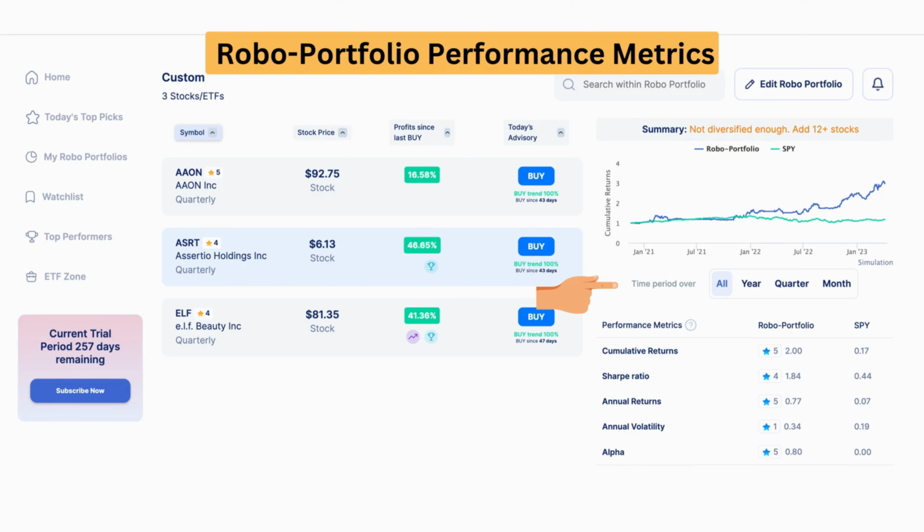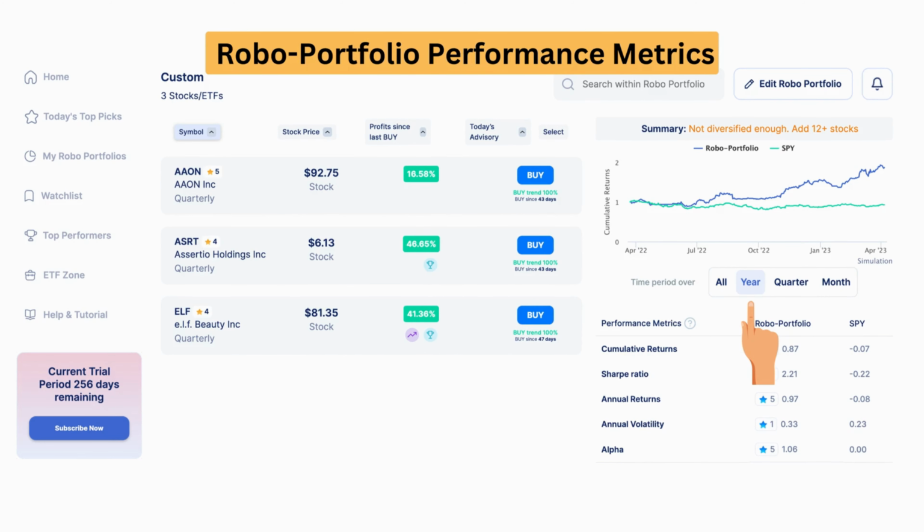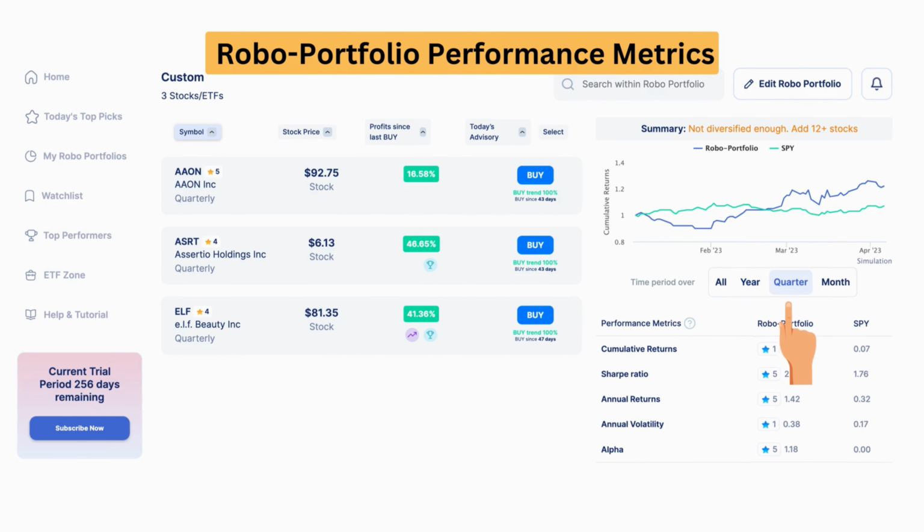This considers hypothetically that if a user invested $1,000 on this robo-portfolio by investing equal money in all the stocks in the robo-portfolio, that is, an equal weighted portfolio, and buying and selling these stocks based on Upturn advisories, and then invested $1,000 on SPY. If this investment happened over a 2-year time period or all, a 1-year time period or year, a 3-month period or quarter, and so on, what would the cumulative return be?